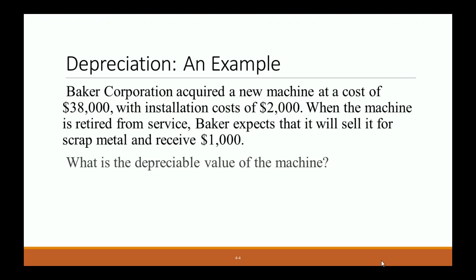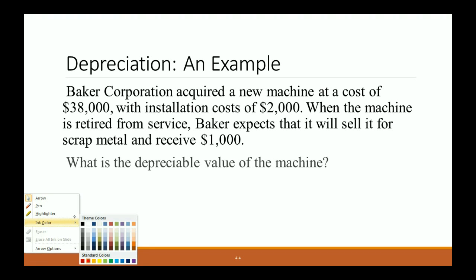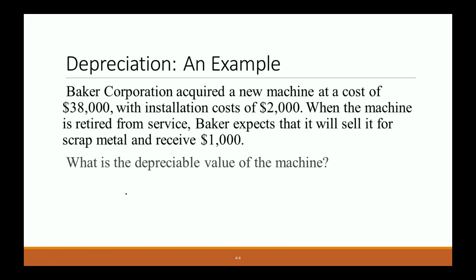When determining depreciable value, we do not include salvage value. Salvage value is not a set in stone thing that we know for sure is going to happen, so we don't include it. So the depreciable value of this machine is $38,000 plus $2,000 to give us $40,000.